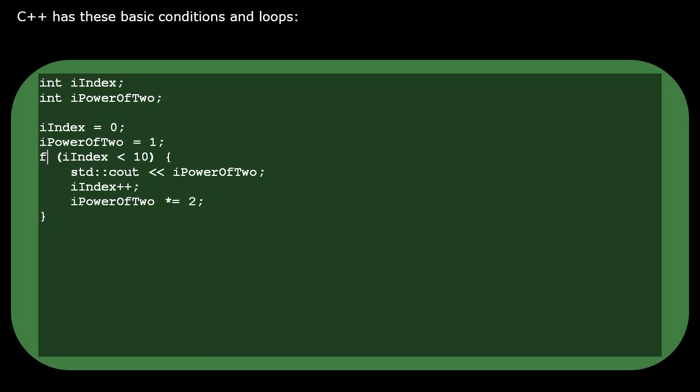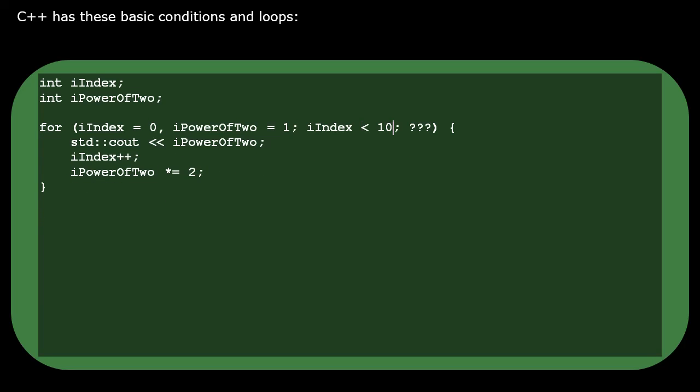For loops already use semicolons for separating their three clauses. So how do we squeeze in both the assignments of I index to 0 and I power of 2 to 1? Although we normally have a semicolon symbol between C++ statements, the C++ language lets us instead use a comma symbol specifically for this situation. We also need to use the comma symbol for the variable updating clause of this for loop.